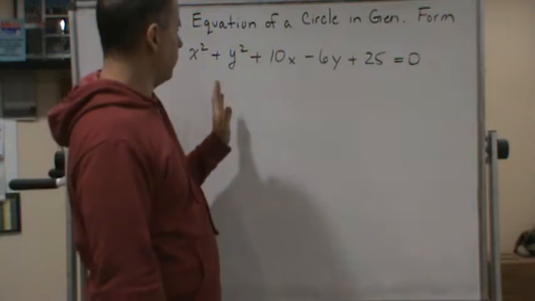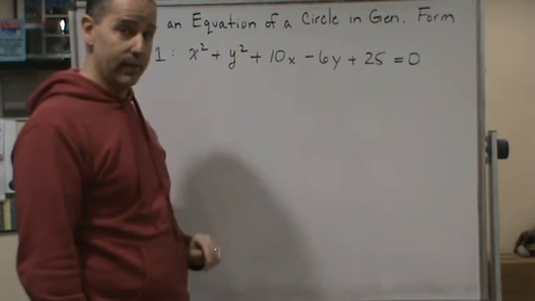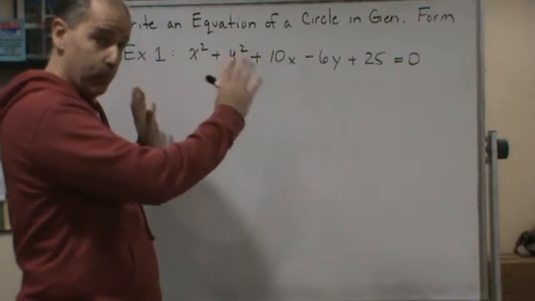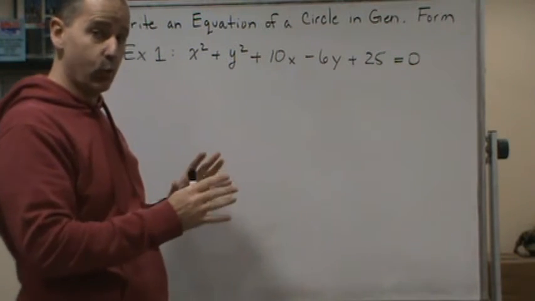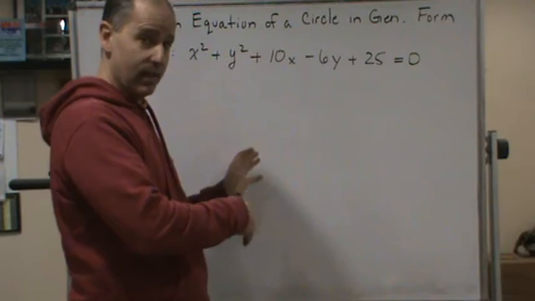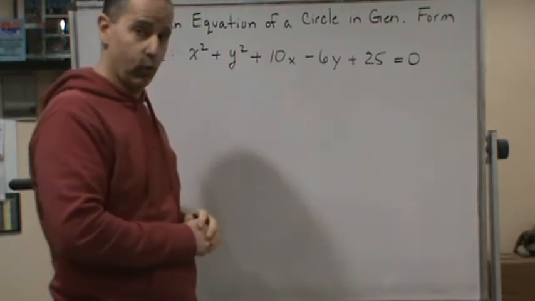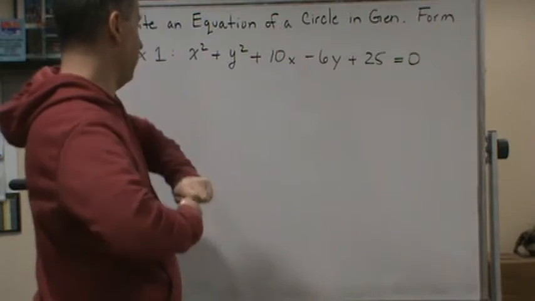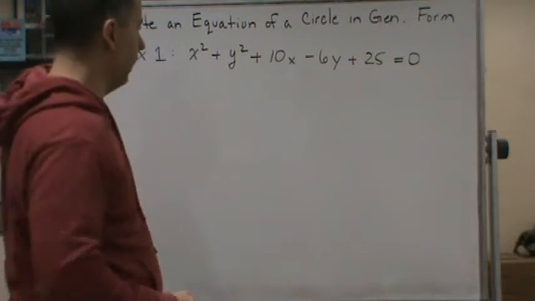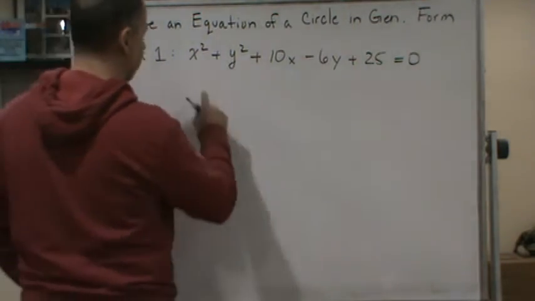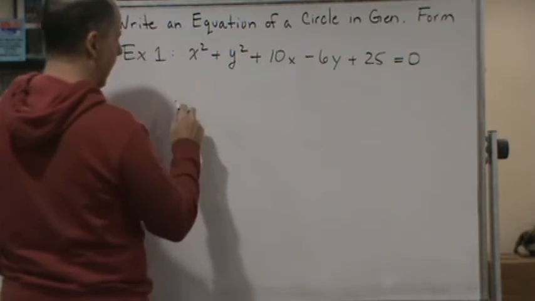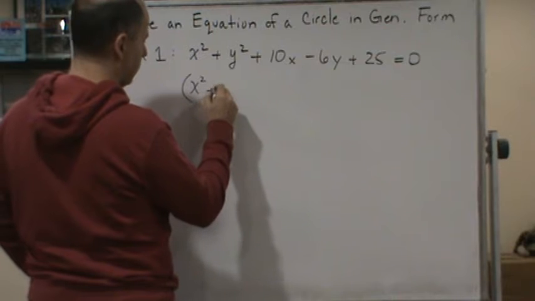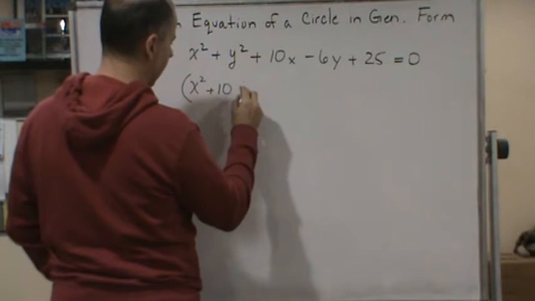So what we're going to do is group the x's and y's together, separate them, and then complete the square for the x's, and then complete the square for the y's. Pay attention as I go through this. You'll see what I'm doing. So I'm going to take the x squared and the x term: x squared plus 10x.